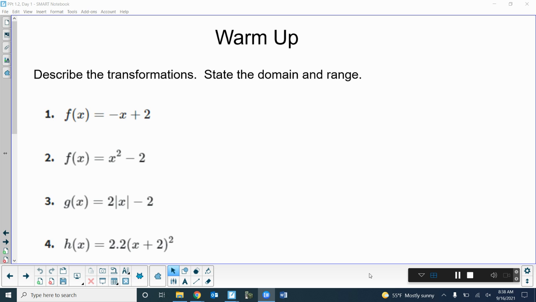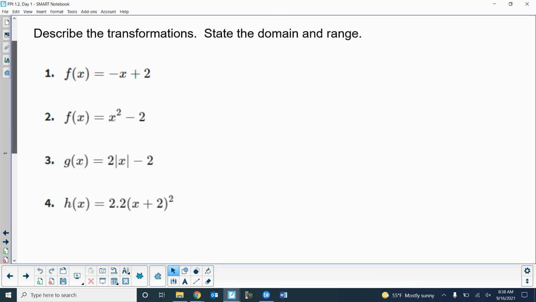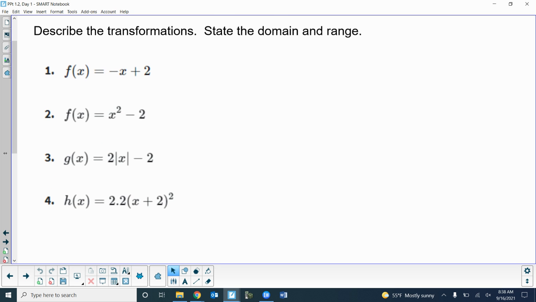Down 2. Good. And then for h of x, number 4, that's a quadratic again, x is squared, right? And then the 2.2 is going to vertical stretch it by 2.2. And then the plus 2 inside is going to move it left 2. When it's inside parentheses or the absolute value, it's left or right, and it's the opposite way you think by looking at it. All right, good job.